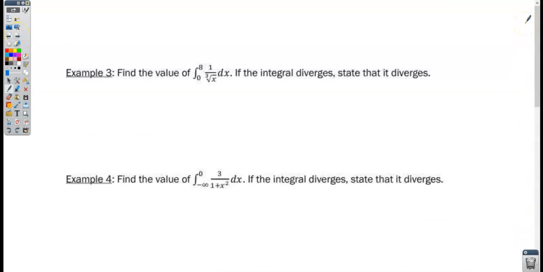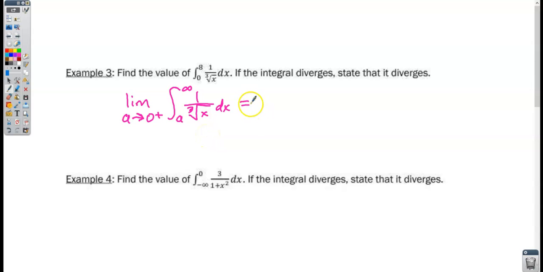We'll go ahead and start with example 3. I don't know how far I'm going to get in this video. Okay, so I look at the function 1 over the cube root of x. I know that it is discontinuous at x equals 0. So this endpoint right here, the 0, is the problem. So I want to change this over to the limit as a approaches 0 from the right of the integral from a to 8 of 1 over the cube root of x dx.